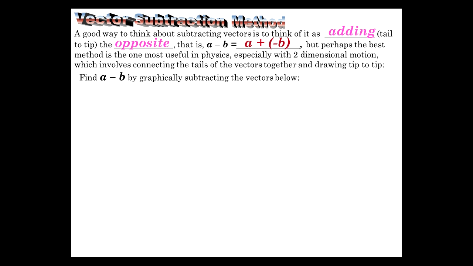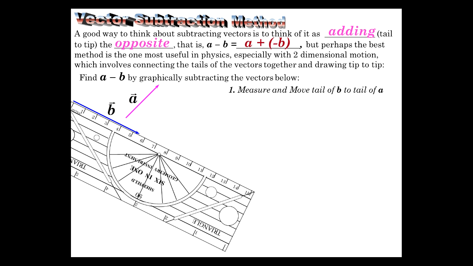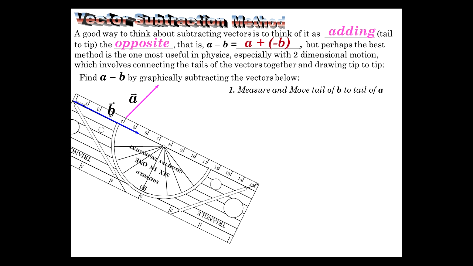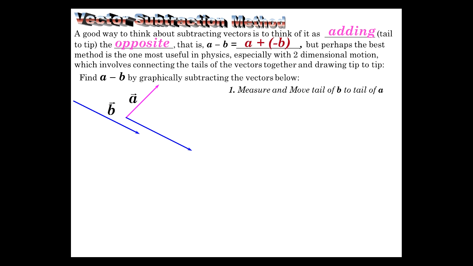So here it is. It's the tail-to-tail method, and we're going to do A minus B by subtracting these two vectors, A and B. First, you measure and move the tail of B to the tail of A. So I'm going to take B and move it to the tail of A. But you can't do that till you measure B, so there's its length. You've done that carefully, and now you know that you're parallel to B. Well, you have a nice starting point to draw it with your instrument, and you draw it in.